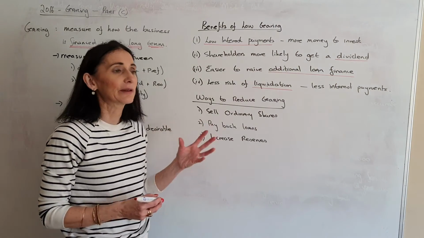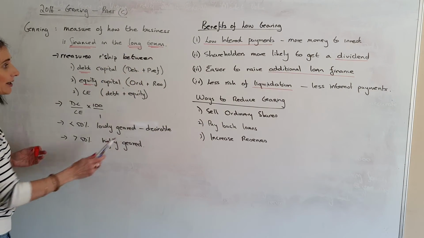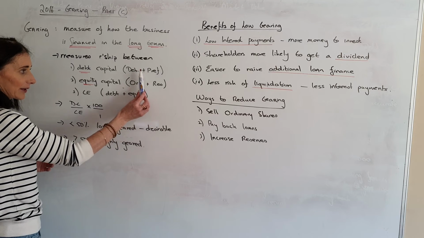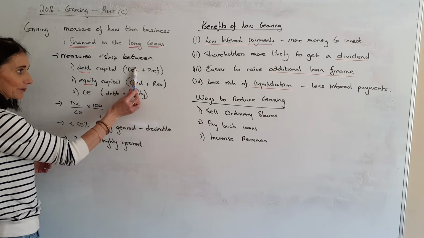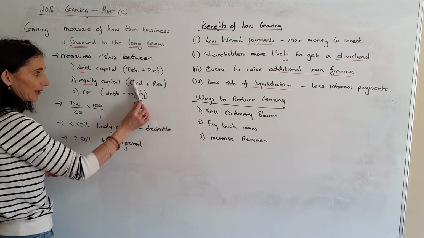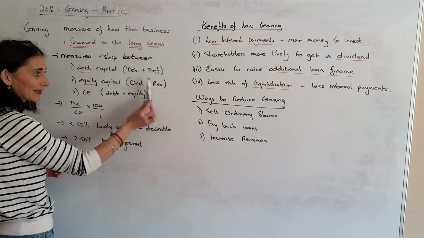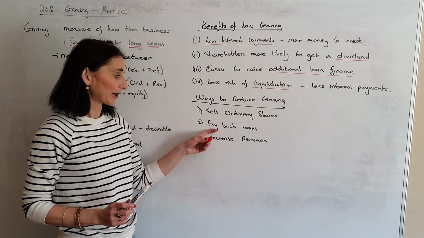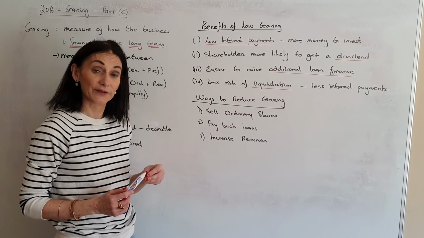How do you say if your gearing is too high? So let's look back over here. Say these are too high compared to these. So you want to get these bigger and these smaller. Well, how can you get this smaller? Pay it back. So pay back your loans. How can you get this bigger? Increase your profits and sell more shares. So sell ordinary shares, pay back your loans, and increase your reserves. Okay.